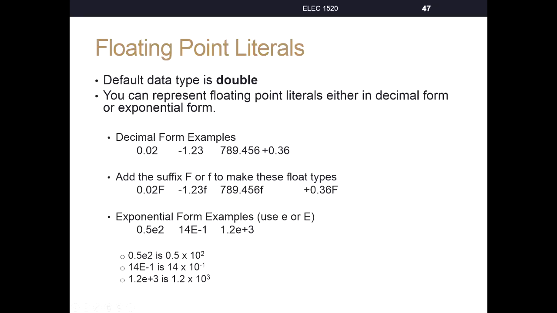You can add the suffix f to a number to make it floating point, so uppercase F or lowercase f. So if you don't want it to be a double, we add the f afterwards to each one of these.